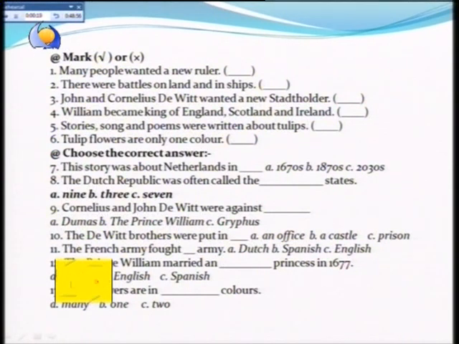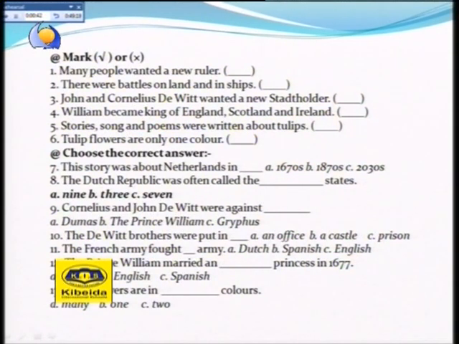This is false. William became king of England, Scotland and Ireland. This is true, after he married the English princess. Stories, songs and poems were written about tulips. This is right. Tulip flowers are only one color. No, they are found in different colors, but the challenge was to grow a black one.